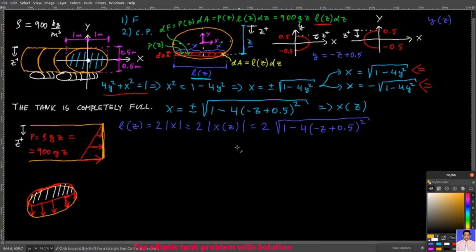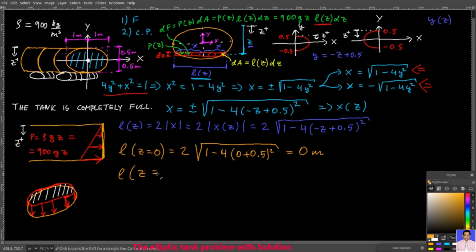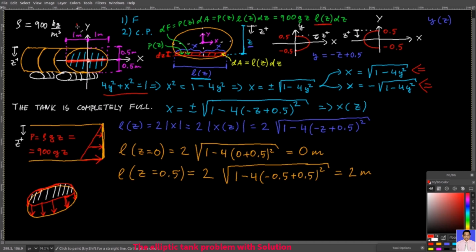You can check if it's correct. L at z equals 0, that's 2 times all this, and that gives you 0 meters. So when you're up here, then obviously there is no length. Then L at z equals 0.5 meters equals 2 times all this, and that will give you 2 meters. So when z equals 0.5 meters, then you're here. You're right in the middle of the ellipse. And you can see that you have 1 meter here and 1 meter here.